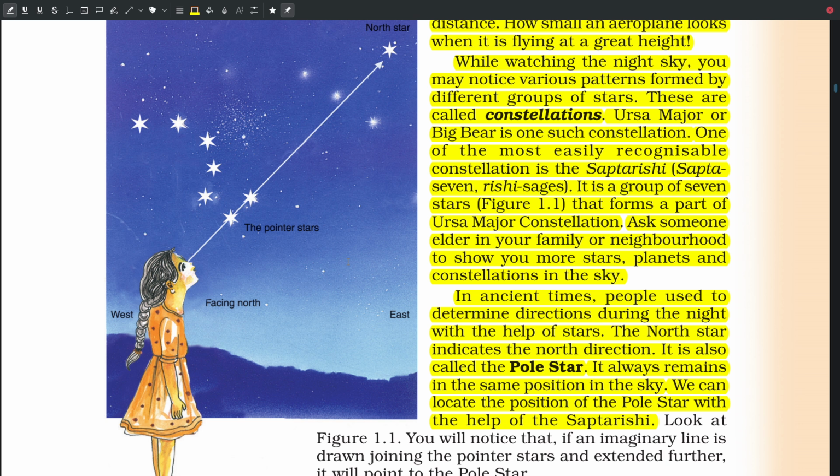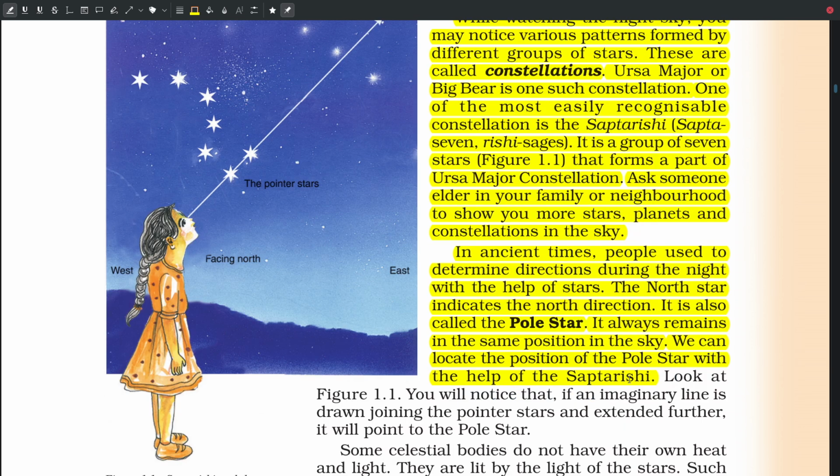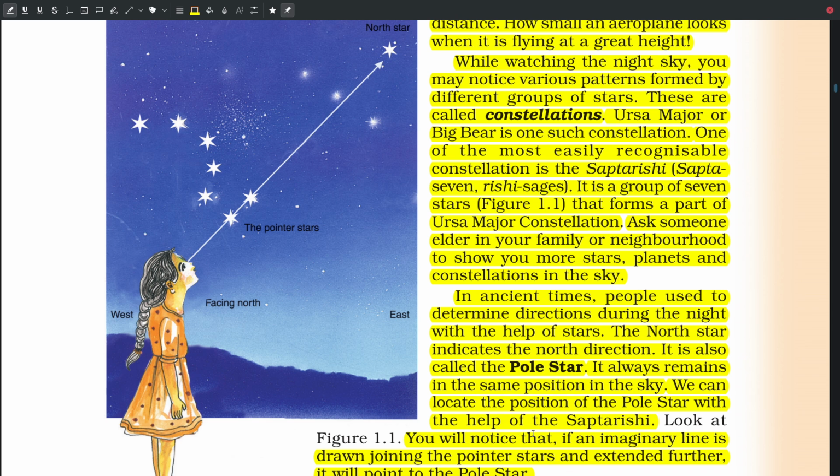If you see at night and you are able to locate these two stars, and you go further in the same direction 5 times, you will get the North Star or Pole Star. That is the exact calculation, 5 times. Here they have written, look at figure 1.1. You will notice that if an imaginary line is drawn joining the pointer stars and extended further, it will point to the Pole Star. You can see in the picture clearly how we can identify the Pole Star.